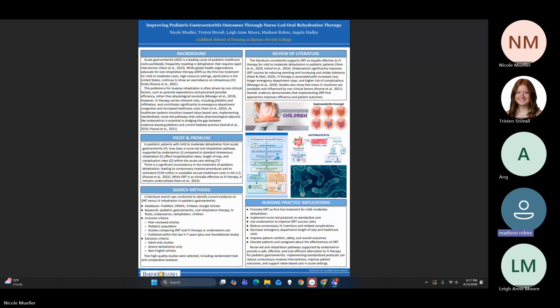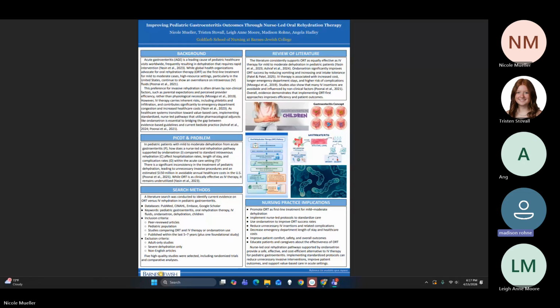Nurses play a major role by using standardized nurse-led protocols, which allows nurses to start ORT and give ondansetron early, reducing delays in IV use. Caregiver education is also very important. Many parents believe IV fluids are better, so nurses must be able to explain that ORT is just as effective and it is safer and less painful.